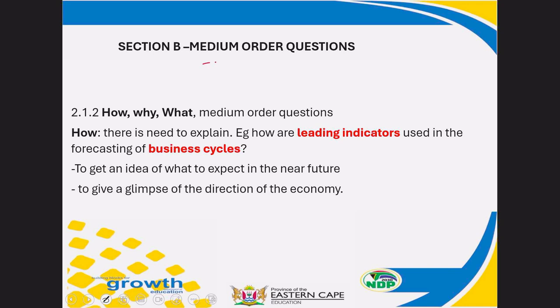Now we have what are known as medium order questions. These are the questions that say how, why, what. These are questions now that you really need to show. When you say how, it means that you need to explain how you do it. Do you get what I'm saying? So we can have an example here. How are leading indicators used in forecasting business cycles?